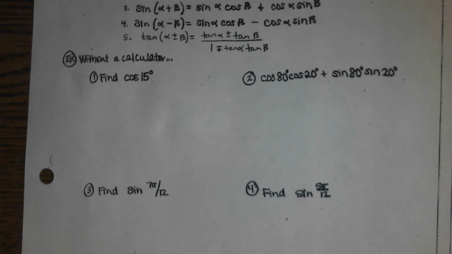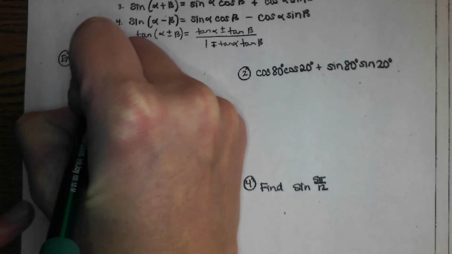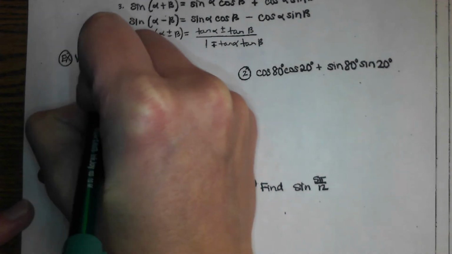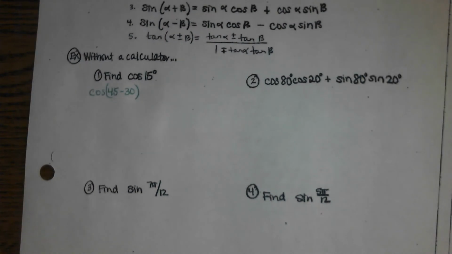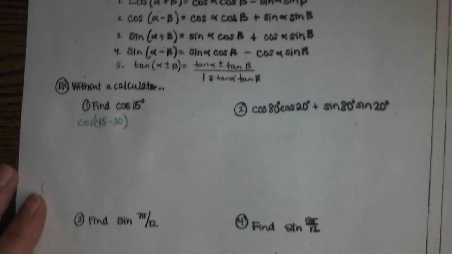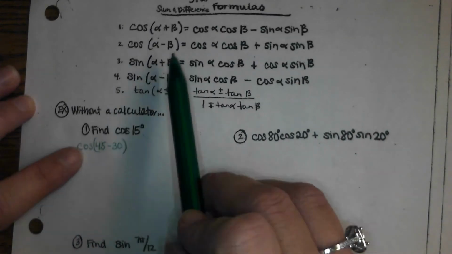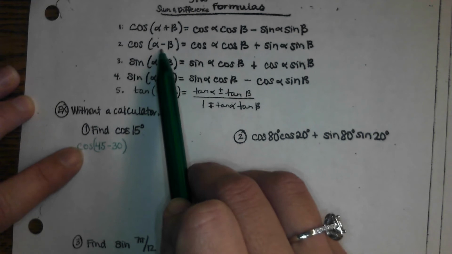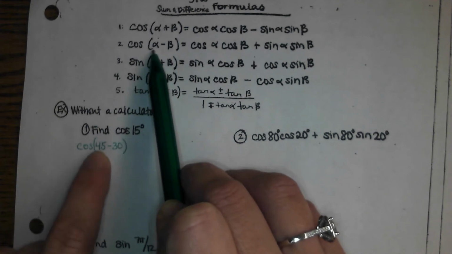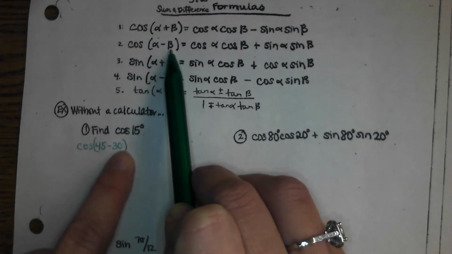45, John said 45 minus 30. He whispered it to me, but he said it. Good job. 45 minus 30. So in order to calculate the cosine of 15, I have to think of it as the cosine of 45 minus 30. That's an okay substitution. And then I can use my difference formula up here. My alpha is 45, my beta is 30.